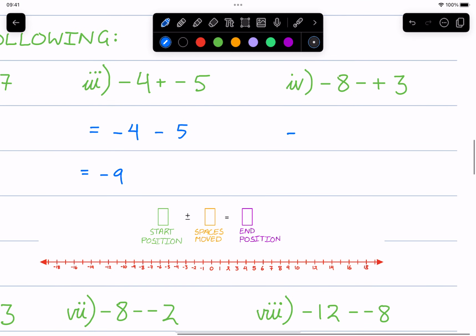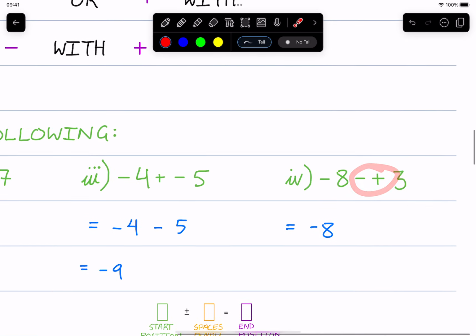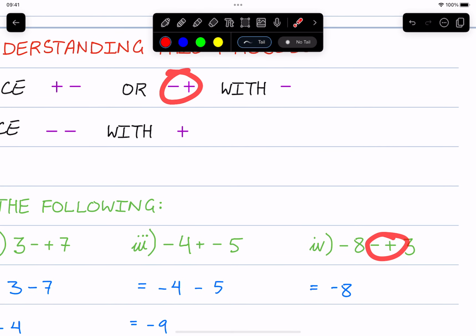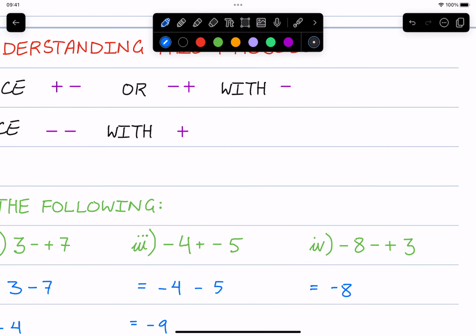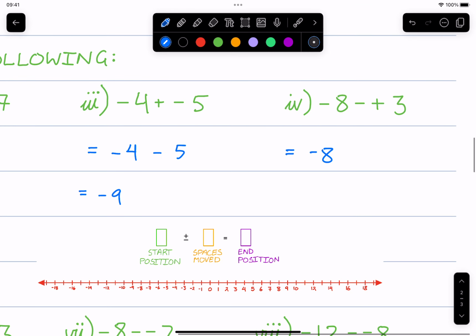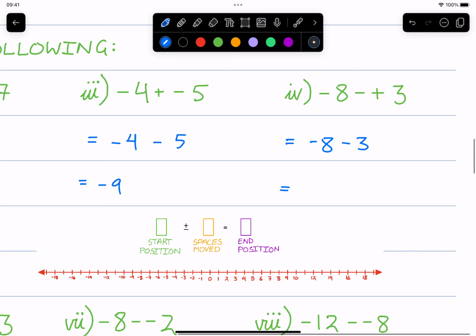Once again, the negative 8 stays where it is, but this negative and positive are replaced with a negative. So this becomes minus 3. So negative 8 minus 3, so negative 8, 3 spaces, we get negative 11.